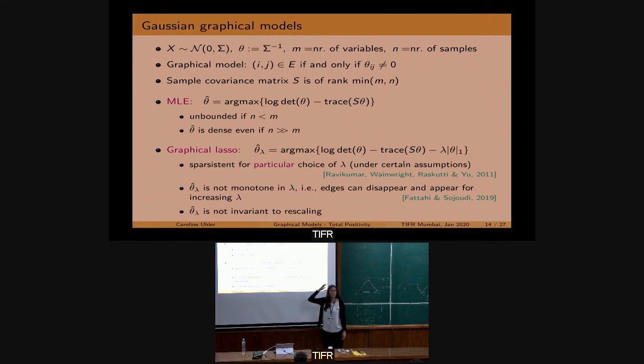This is the most annoying thing, right? If you have your lambda parameter, like how much you're penalizing sparsity, I can increase it and edges can appear that were not there before. And then they can disappear again, and then they can appear again. Okay, you don't have any monotonicity property when you're using graphical lasso, and you only have guarantees for a particular choice of lambda, which you don't know, which you cannot estimate just from the data itself. So you need to do cross-validation, etc.